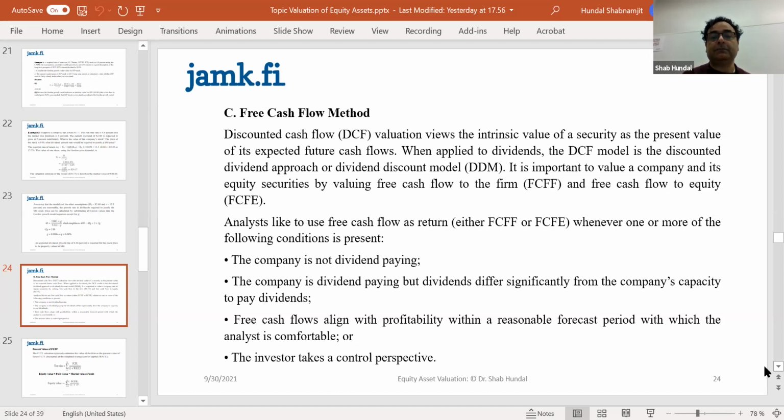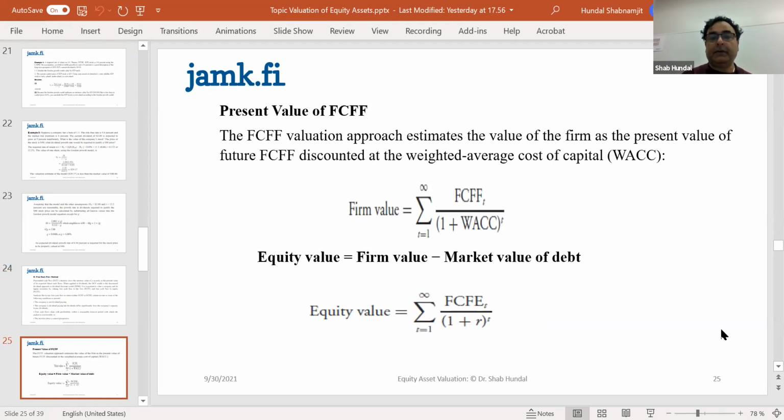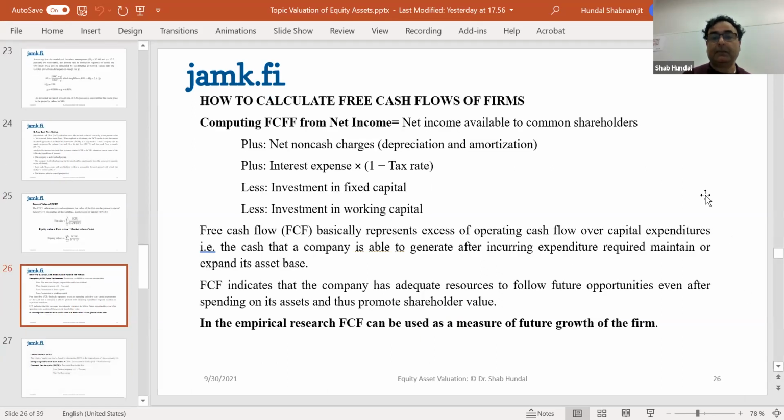Free cash flow is representing the amount of actual financial resources which the company has in its possession for future growth. Can you see the bells ring? The free cash flow is an indication of how much financial resources a company has for future growth.